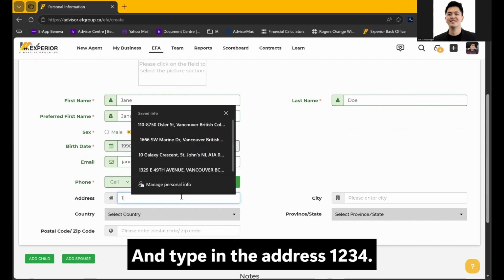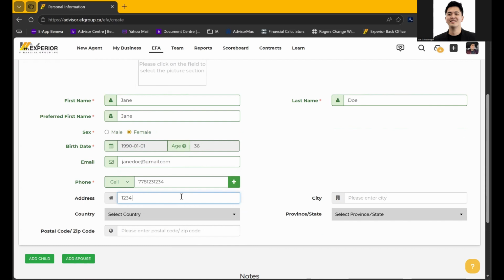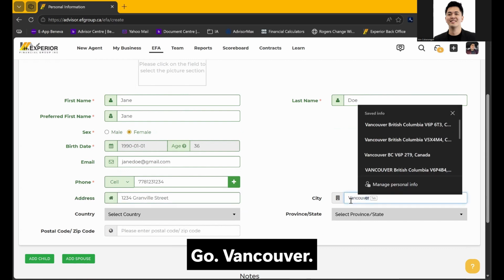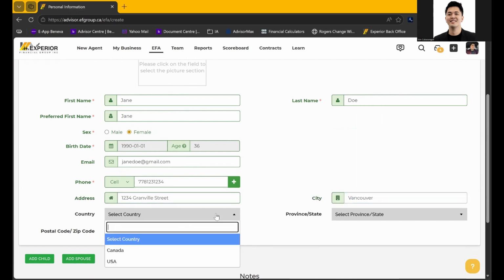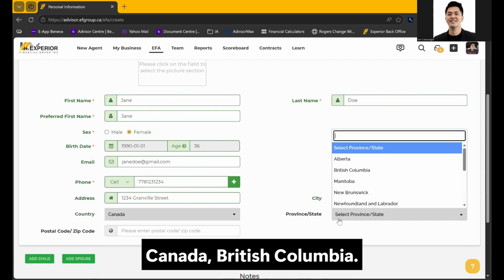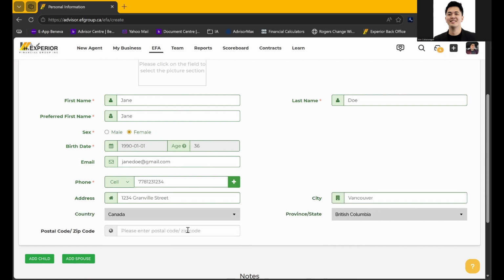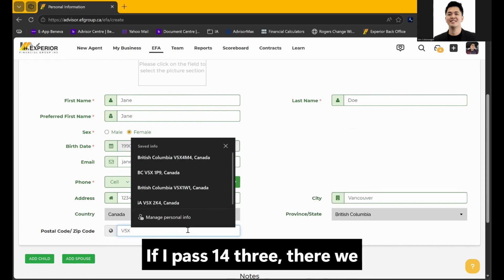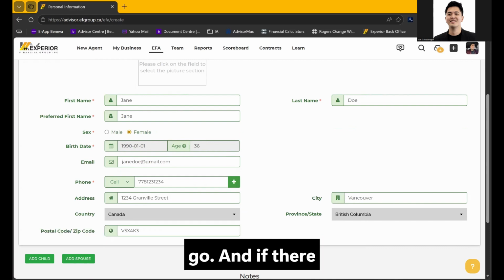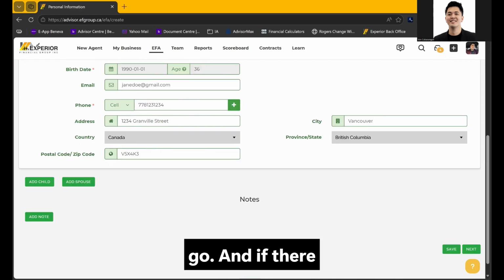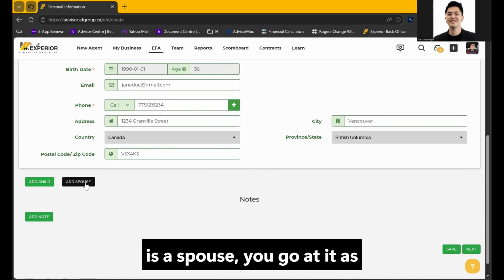Then type in the address, 1234. Go. Vancouver, Canada, British Columbia. U5X 4K3. There we go. And if there is a spouse, you go add it as well.